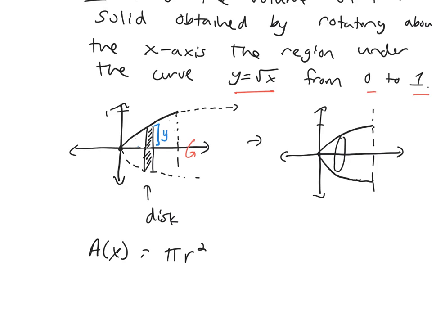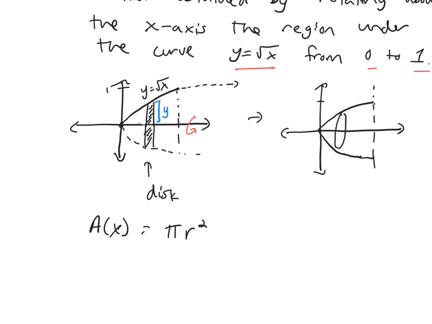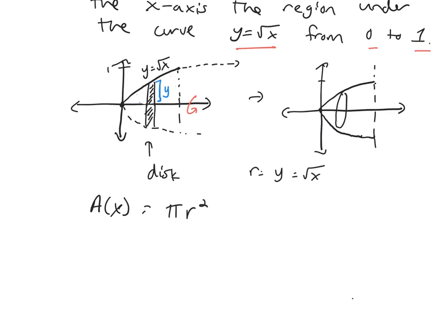But y depends on your function. At different places, y is bigger and y is smaller. So that y is really represented by this function here, which was the square root of x. So that is your r. r here is y, but that's really square root of x. Okay, so I'm getting pi times the square root of x squared, or just pi x.